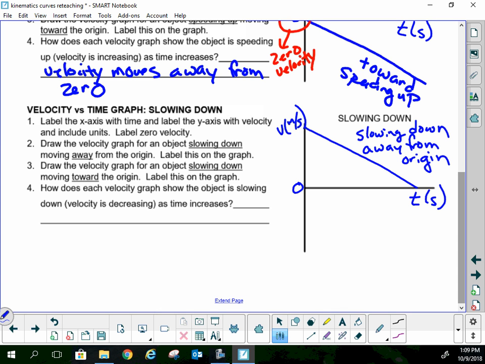All right, so now we're ready for number 3, which is on the velocity graph, draw a graph of an object that is slowing down, moving toward the origin. Okay, toward the origin means bottom half. So we're on the bottom half, but it's got to slow down. That means my velocity has to decrease over time, which is a little confusing, right? It's getting less and less over time. That velocity is getting closer to zero. Remember, bottom half means we're moving toward the origin, and this is slowing down.